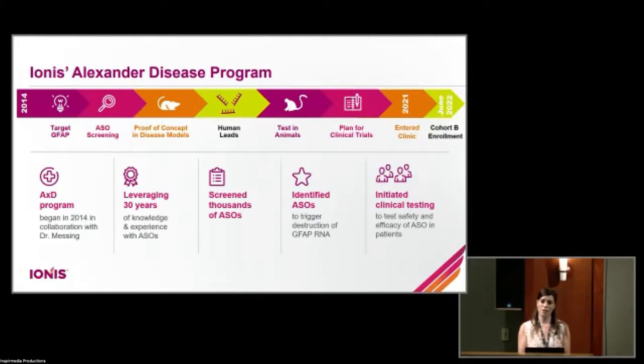And so to get to the point where we are today, we had to screen thousands of ASOs to identify the one that triggers the destruction of GFAP mRNA. And the drug that we identified and is currently in the clinic right now is called ION 373. And so we're collaborating with expert physicians around the world, including Dr. Amy Waldman, who's speaking after me in a moment, to help support a successful program. And at the start of this month, in June, we started enrolling patients into the second cohort of the study, which is called Cohort B.